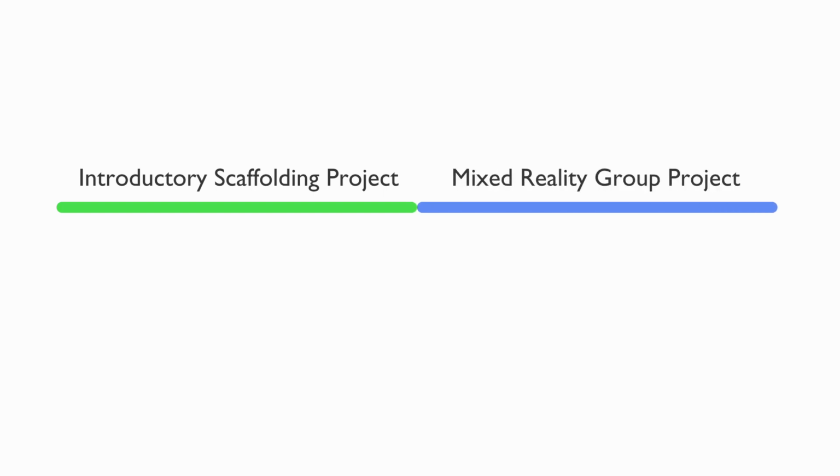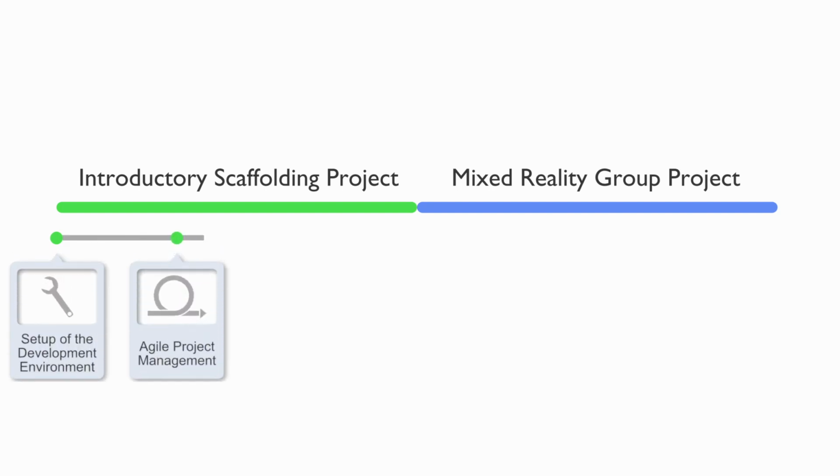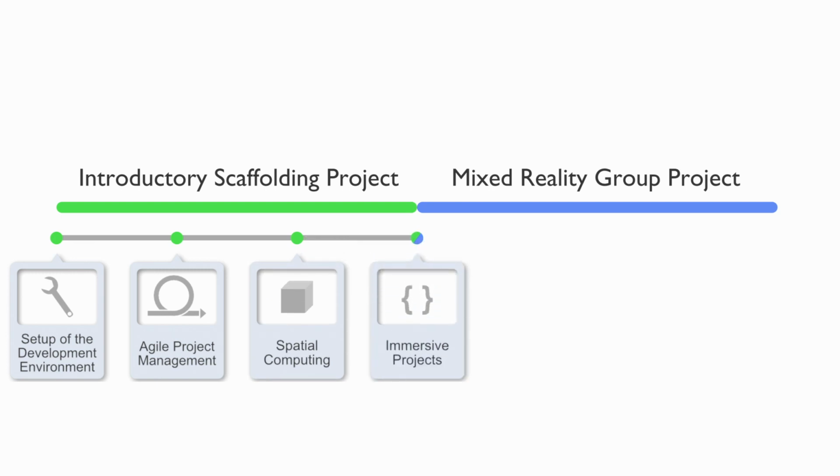As shown here, the course is divided into two larger phases. In the first phase, students are given a series of tasks which leads them step by step through the creation of a mixed reality application. In the second phase, a larger project is created in an existing open source repository.